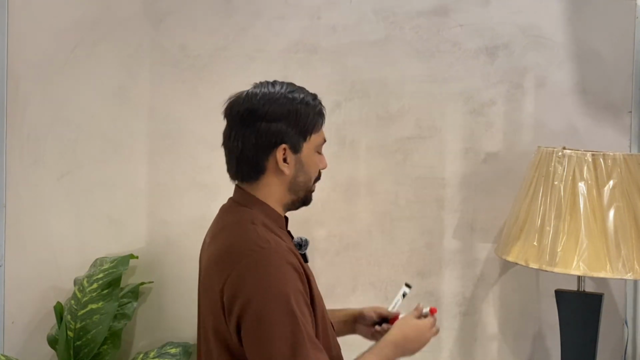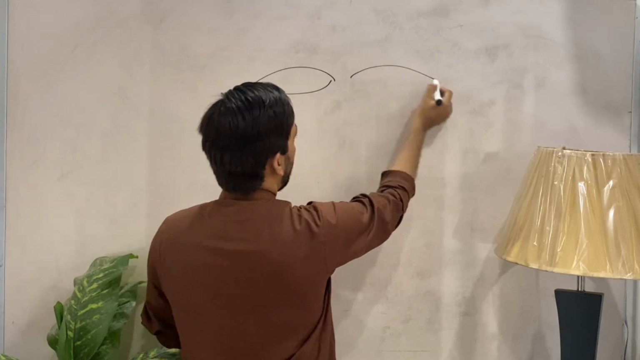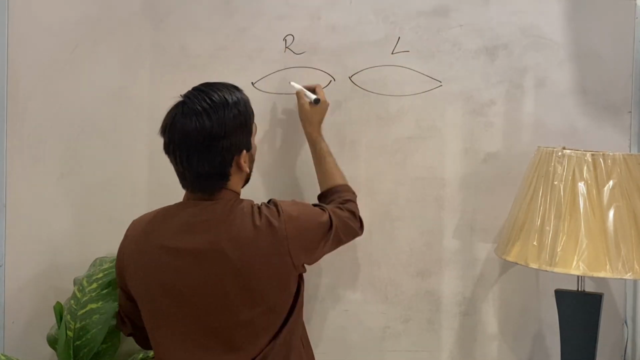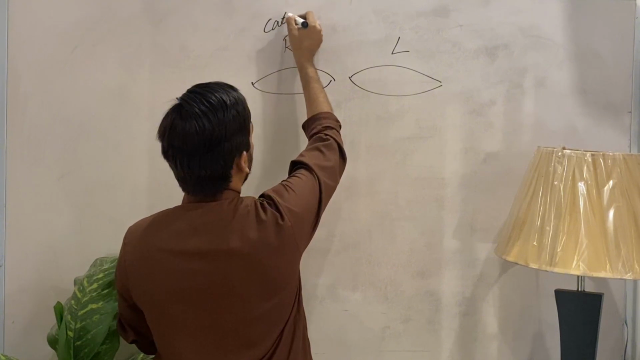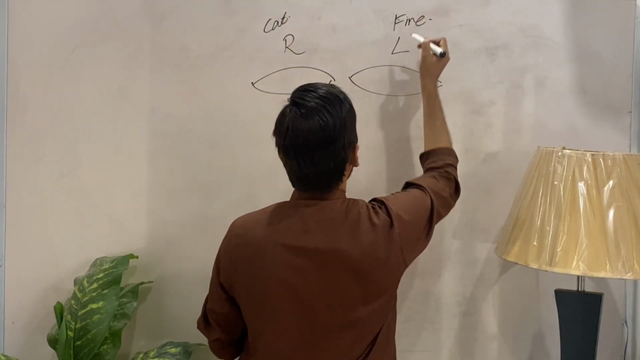Now let's discuss two different cases about the near addition in the pseudophakic eye. For example, a patient is 20 years old, and he got cataract surgery at that age. We have two eyes, the right eye and the left eye. In the right eye we did the cataract surgery, and the left eye is fine, with no surgeries.